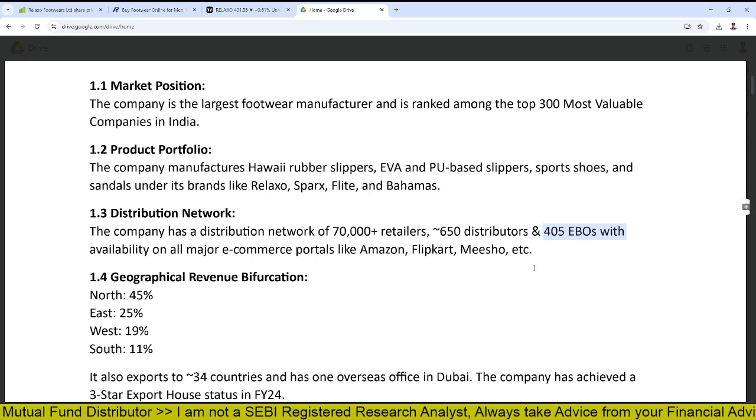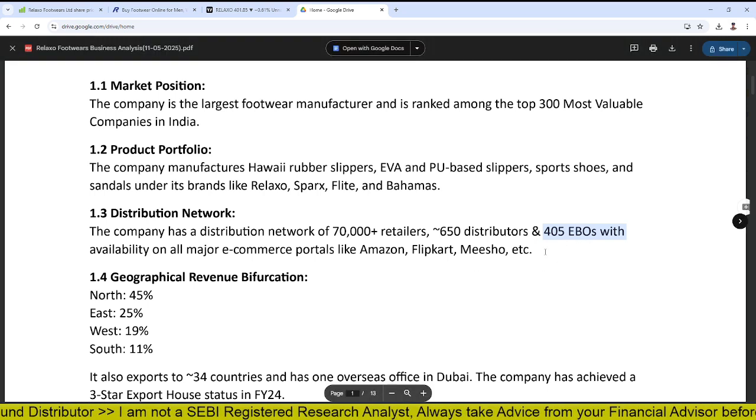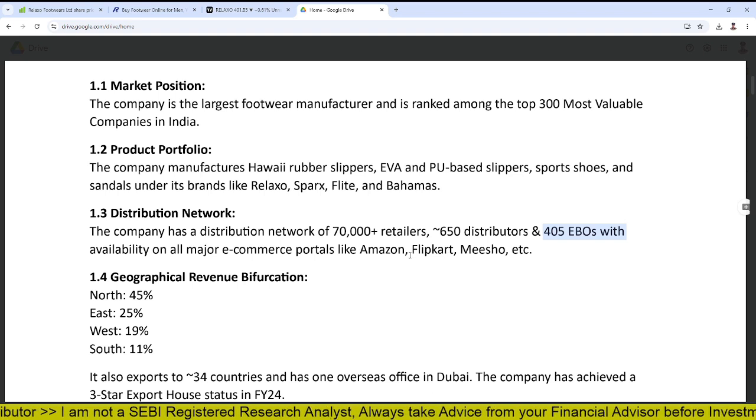Now a big question for you: what do you mean by EBOs? Please write down the full form of EBOs in the comment section. Then I will come back to it afterward.